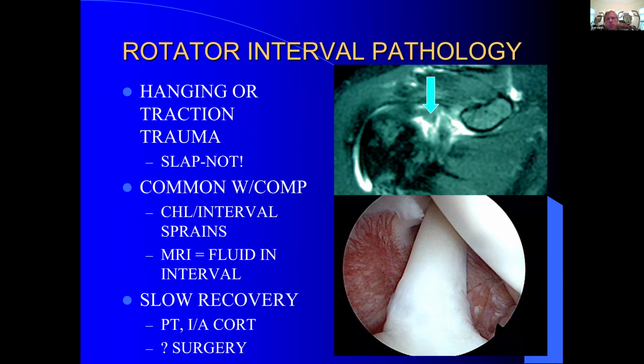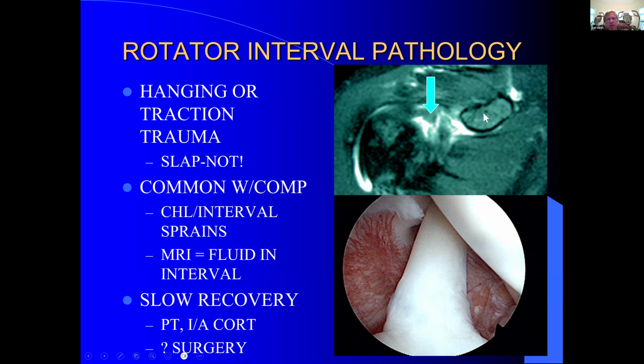Rotator interval pathology. This is interesting because this is something we do see often in the workplace. This is that 5'5", 120-pound EMT who's carrying a 300-pound person down the stairs, and the other person kind of loses hold of the stretcher, and all of a sudden their arm is basically yanked inferiorly, and they tear their coracohumeral ligament, which is a solid ligament that runs from the coracoid and covers the biceps. And so you can see the white there.